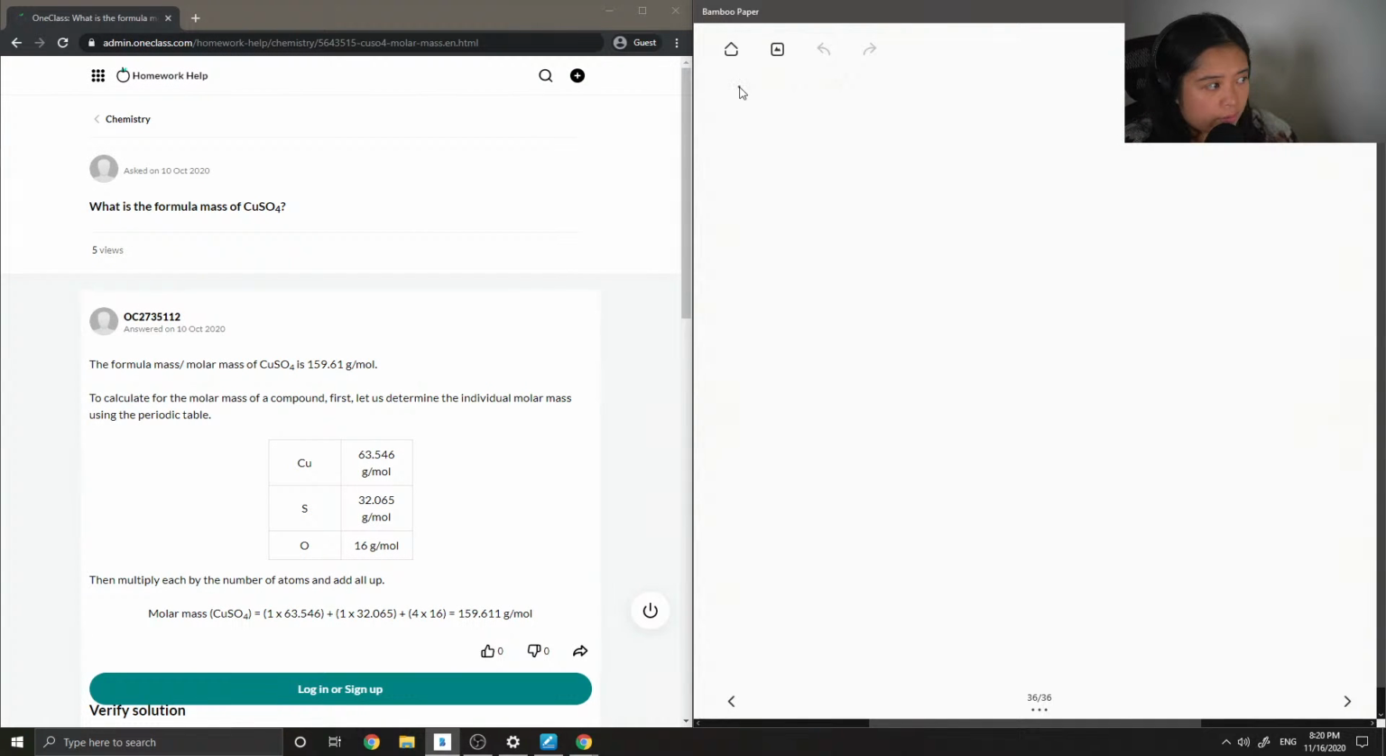Okay, on to question 4. What is the formula mass of copper sulfate? So formula mass would just be the same thing as molar mass. And to solve for the molar mass of copper sulfate, we need to find out the individual atomic masses of each of these atoms involved. So these are the values that you would find on your periodic table.